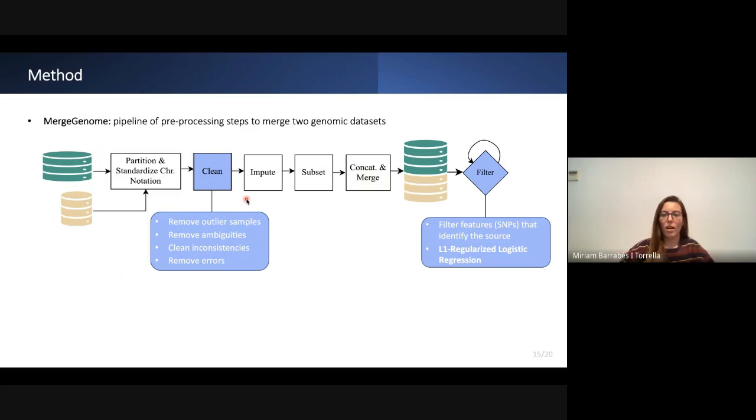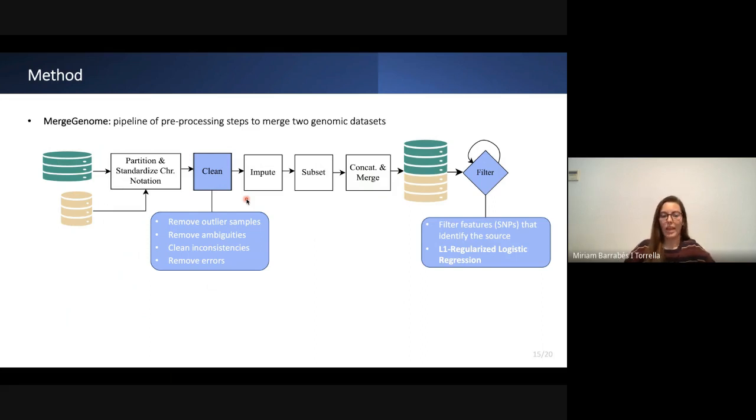And the second model filters the features or SNPs that allow identifying the source of the data. So, if a sample comes from the green dataset or from the yellow dataset, there shouldn't be any feature that allows solving this classification task between samples from one dataset and the other, because there shouldn't be any distinction between both datasets, and the distribution of zeros and ones in each of the SNPs should be similar.